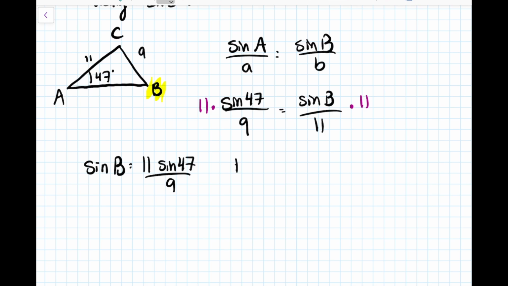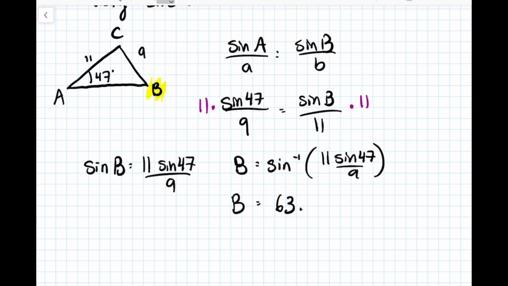And so we're going to go through the same steps we did a couple of videos ago and do our inverse sine, sine negative 1 of 11 sine 47 divided by 9. And when you do that, you're going to get angle B is 63.36 degrees. And I know I normally do whole numbers for angles, but since we're not done this question, this is just a step along the way. I am going to leave it going a little bit further.